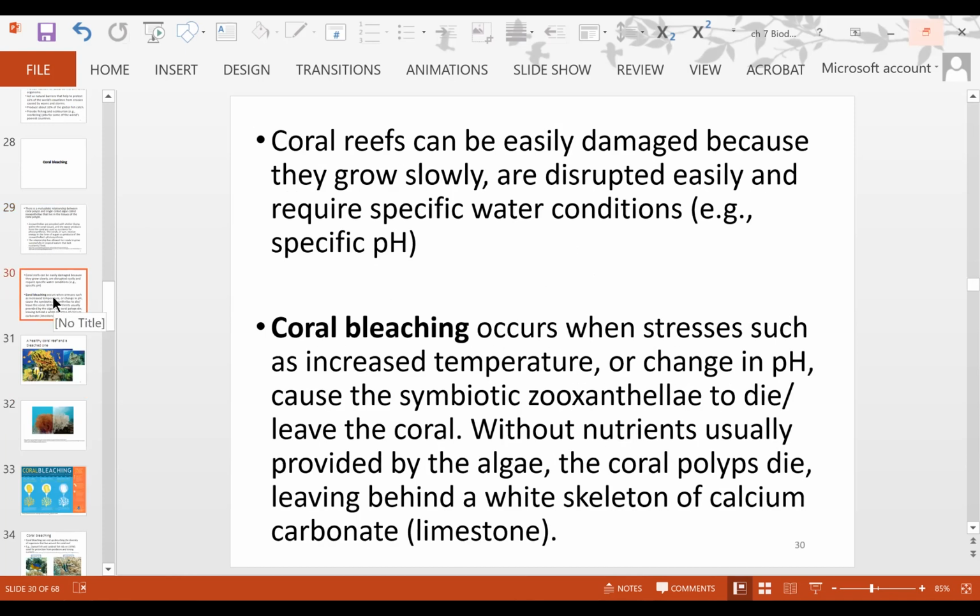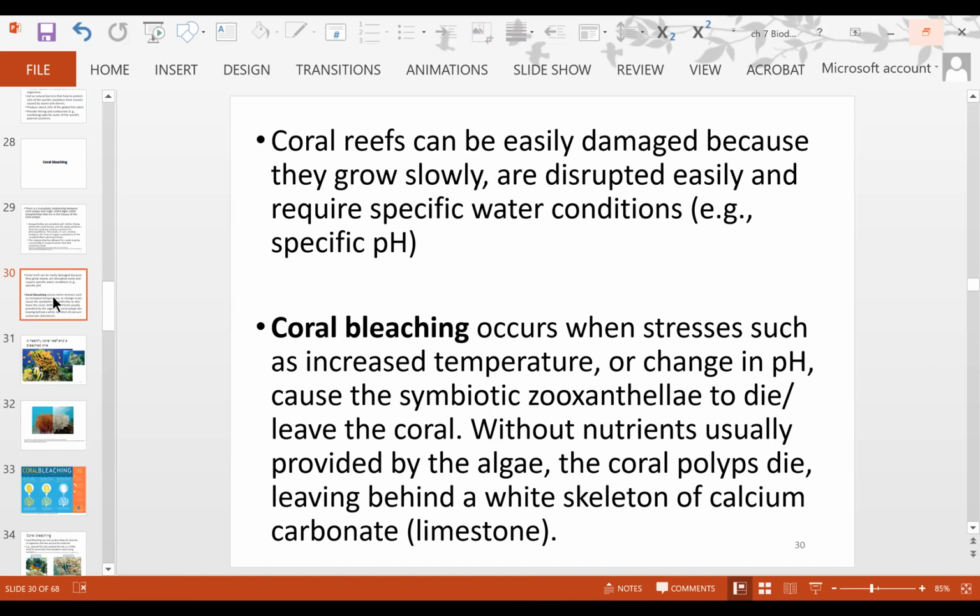Coral reefs can be easily damaged because they grow slowly, they are disrupted easily, and they require specific water conditions, for example, specific pH levels. They are also sensitive to things like pollution.